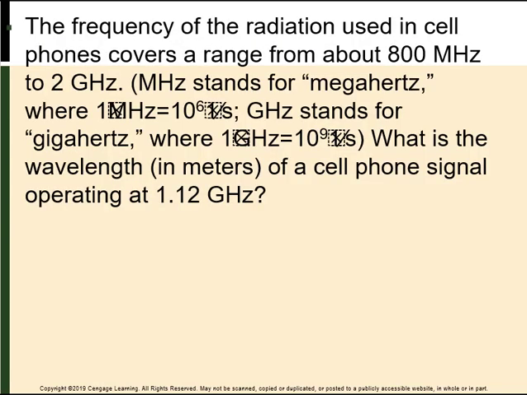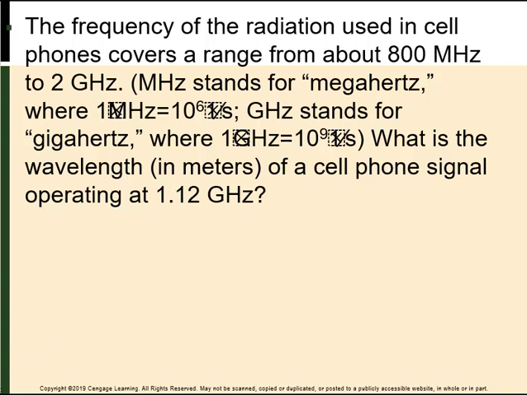So let's look at an example problem here. The frequency of the radiation used in cell phones covers a range from about 800 megahertz to 2 gigahertz. 1 megahertz is 10 to the 6th hertz. Gigahertz is about 10 to the 9th hertz. So what is the wavelength in meters of a cell phone signal operating at 1.2 gigahertz?